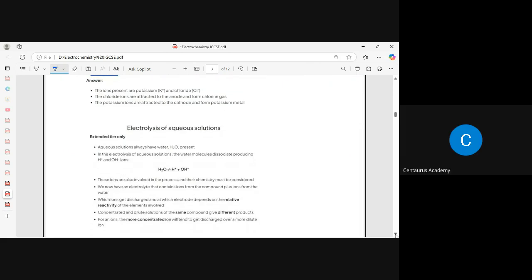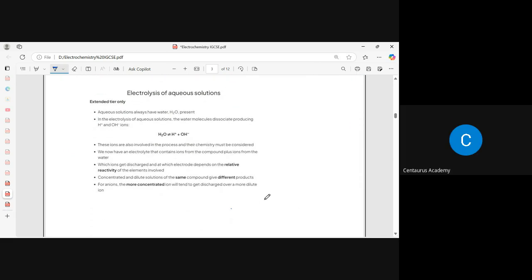Yes. When the question instructs you to mention the complete ionic equation, then only you have to mention it. Otherwise, if they ask you for half ionic equations, then you would have to do so.